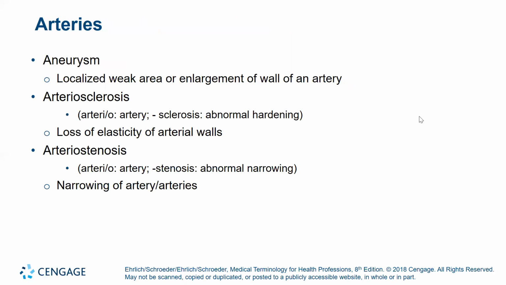Looking at the arteries, first we have aneurysm. An aneurysm is a localized weak area or enlargement of the wall of an artery. We have arteriosclerosis. Arterio is artery, sclerosis is abnormal hardening, you break that term down. So it has a loss of elasticity of arterial walls. Then we have arteriostenosis. Stenosis is abnormal narrowing, arterio is artery, so it's narrowing of the artery or arteries.